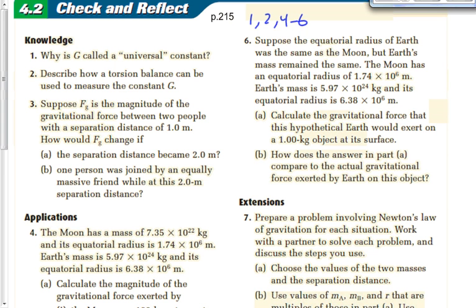I'll give you about 6 or 7 minutes to work on these questions now, just to get a start so that you can ask me questions right now while I'm here if you have them. Finish the rest of them up for homework tonight, and we'll take a look at them tomorrow.